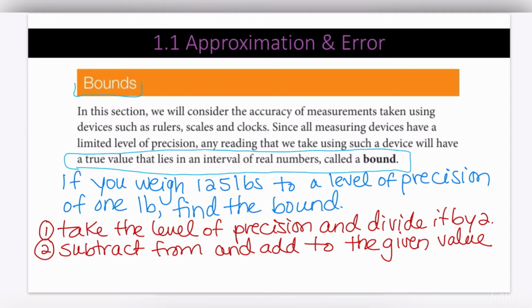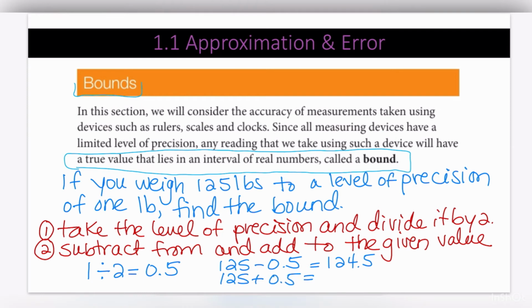So in this problem, the level of precision is 1 pound. I will take 1 divided by 2, which gives me 1/2, 0.5. I'm going to subtract 125 minus 0.5, and that's going to give me 124.5. Then I will take 125 and I'm going to add 0.5, and that will give me 125.5. So basically I am subtracting from and adding to whatever amount they gave me.